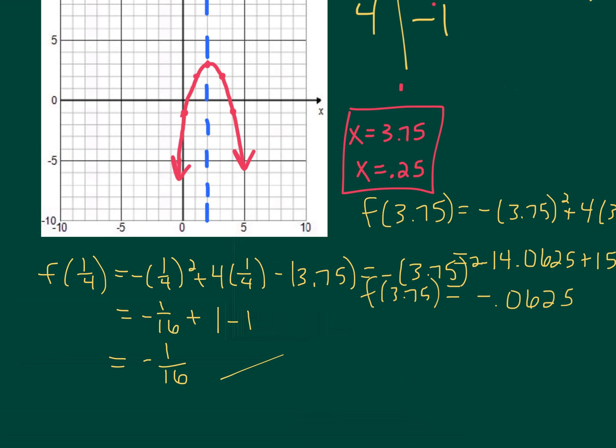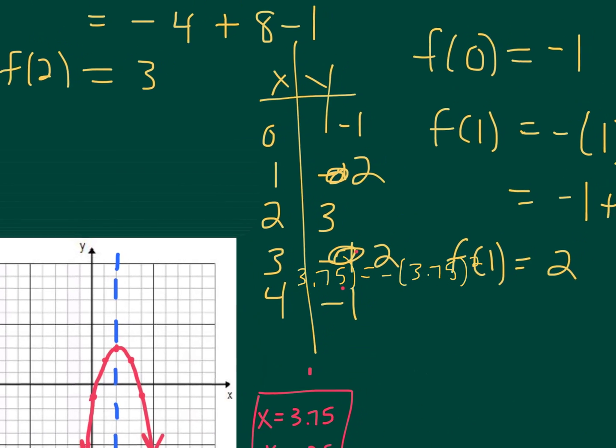which is the same as negative 0.0625. So you see these are actually twin points because they have the same outputs. That's again why I said that usually they're complements of each other, add to 1, because they have to be the same distance from the axis of symmetry. So they have the same output. So we're close, which is all we can do right now.